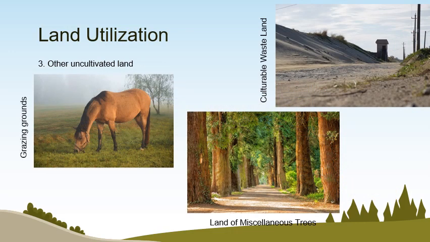Third purpose is other uncultivated land, that is uncultivated land besides the barren and land put to non-agricultural use, for example grazing grounds, land under miscellaneous tree crop groves, and lastly land which has been left uncultivated for more than 5 years.